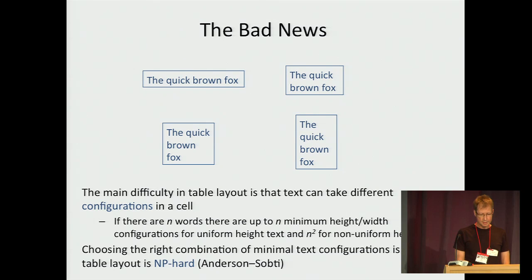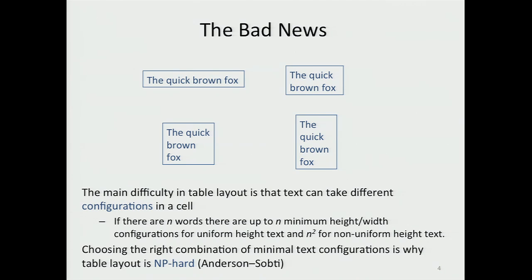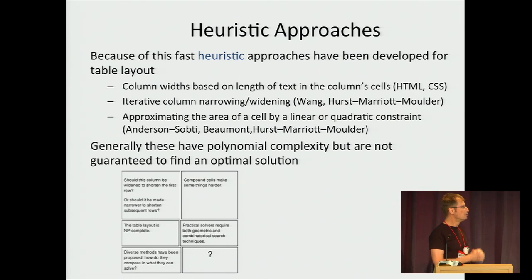This was shown by Anderson and Sopti, and the main reason that it's NP hard is if you have text in the tables, then you have different configurations, different choices of text configurations for the cells in the table, and choosing the right combination of text configurations is a good example of a combinatorial optimisation problem, because there are global trade-offs between the different choices that you make. So because of this, the majority of approaches to table layout have been heuristics.